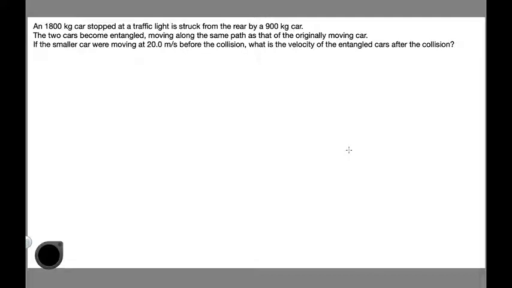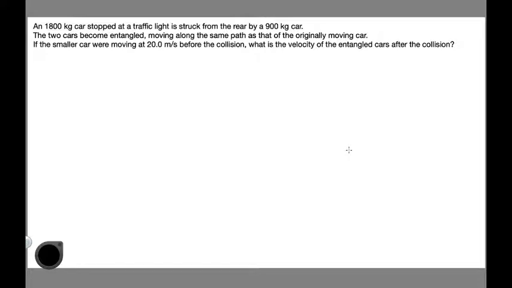So, for inelastic collisions, momentum is always conserved. So, the total momentum of the cars before the collision will be the same as the total momentum of the cars after the collision. So let's look at what's happening in this problem, and then let's try and identify what the question is asking us for. So first, we have one stationary car with a mass of 1,800 kilograms being struck from behind by another car weighing 900 kilograms, moving at 20 meters per second.